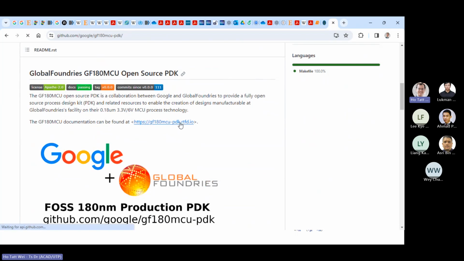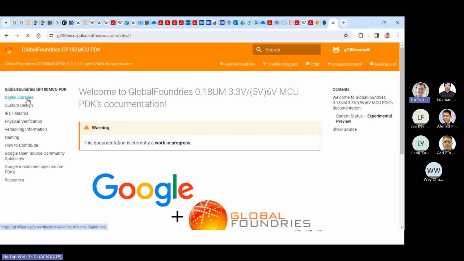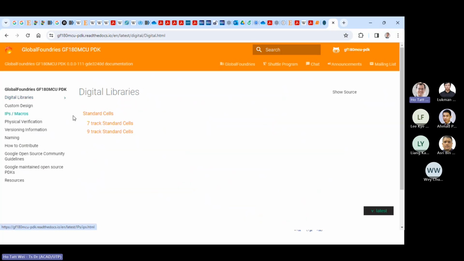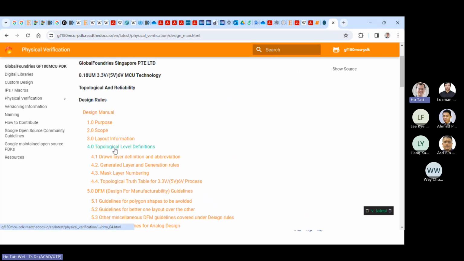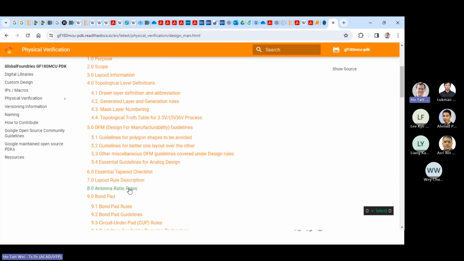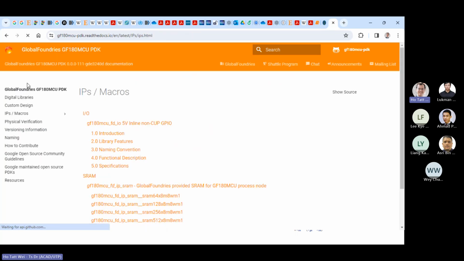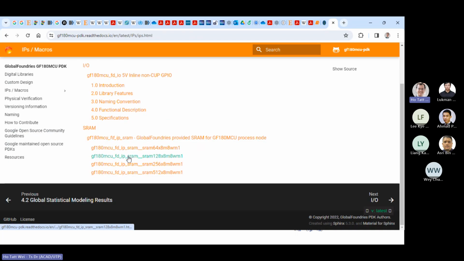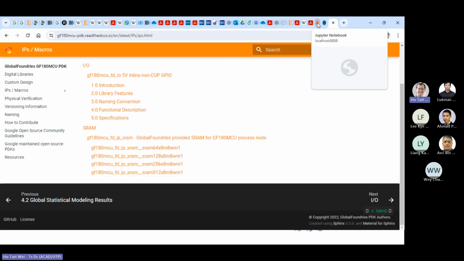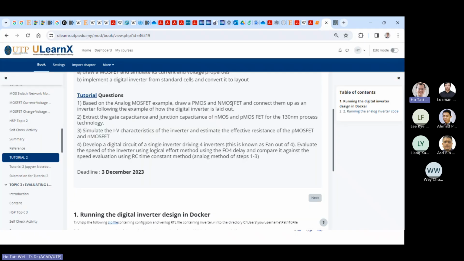The documentation here, at least one of these. Please go in, look at digital libraries, look at the physical verification, just browse through all these, read it a little bit, all these parts here. What is physical verification, IP, macros, just read, browse through it, get sort of the main idea. Look at that. And understand very well the process flow, because those are going to be coming up in your tests and in your exam.